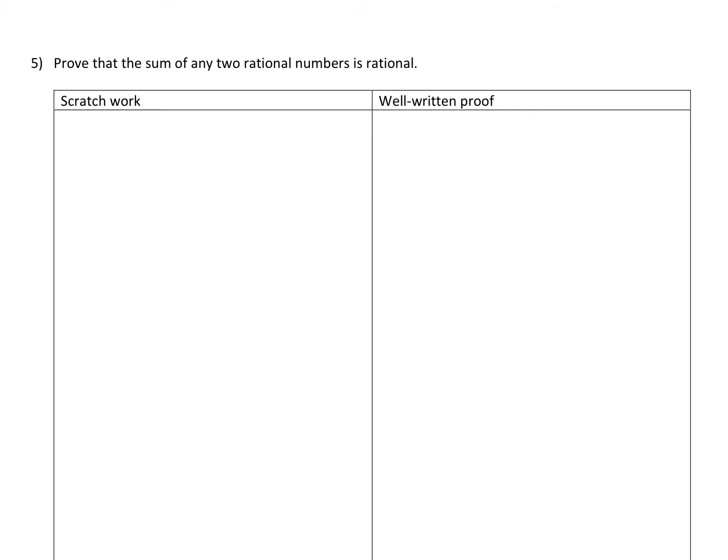Prove that the sum of any two rational numbers is rational. Okay, so if I add two rational numbers, so that means I'm adding p over q, that's a rational number, and r over s. And when I add them together, I would have to get a common denominator. So I would multiply this one by s over s, and this one by q over q, and I would get ps over sq plus rq over sq. And then once you have the same denominator, you can add the numerators: ps plus rq over sq.